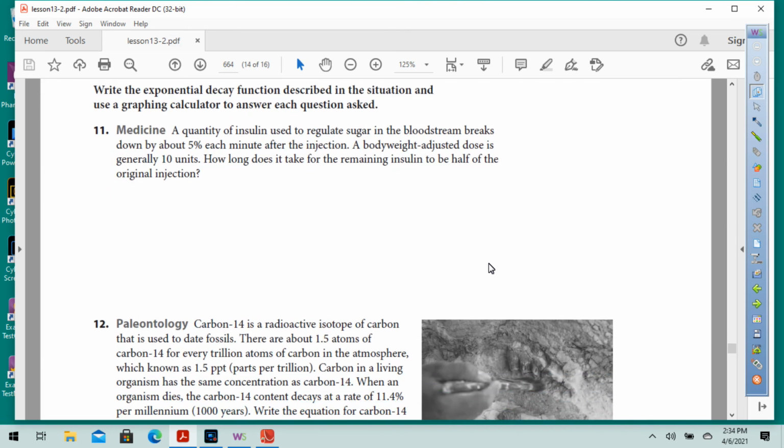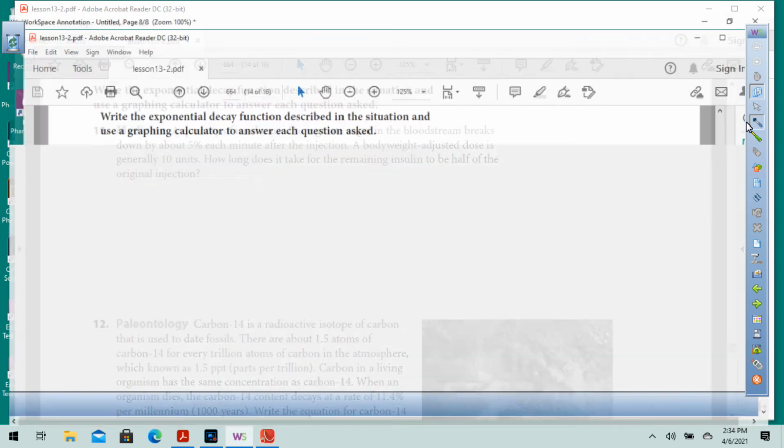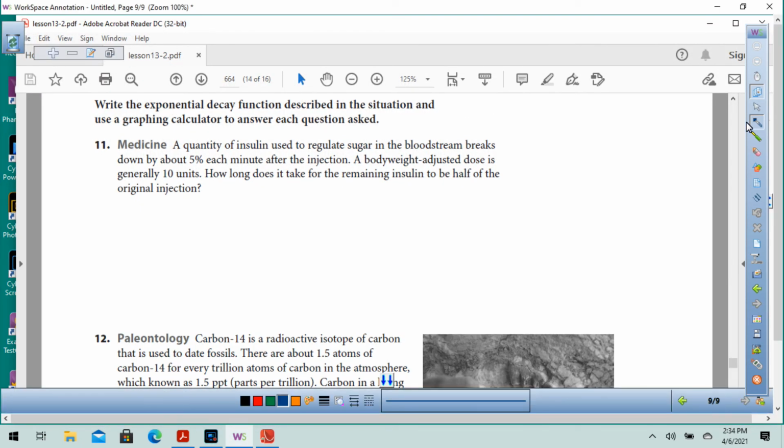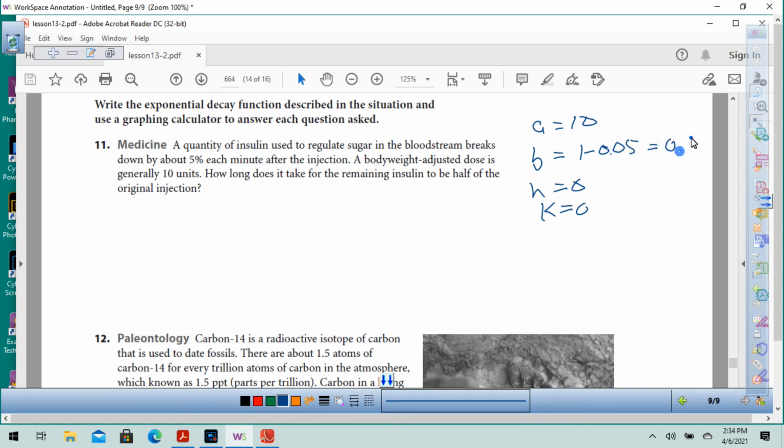Number 11. Okay, what I'd like for you to do is stop the video and try to determine what A is and what B is. H in this case is going to be 0, and K is going to be 0. All right, stop the video and see if you can come up with what those are. I got 10 for A, and I got 1 minus 0.05, which equals 0.95 for B.